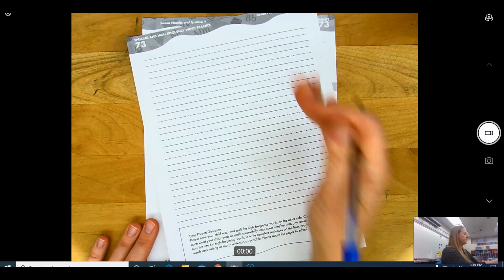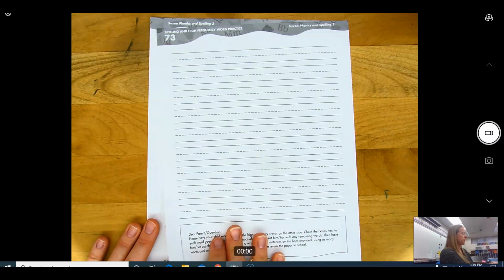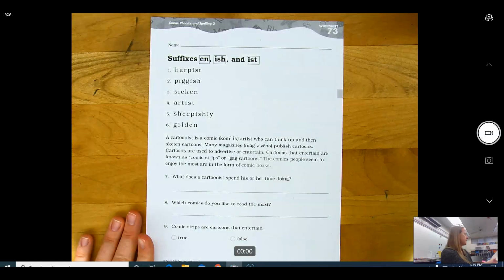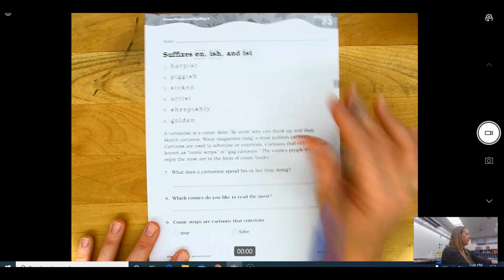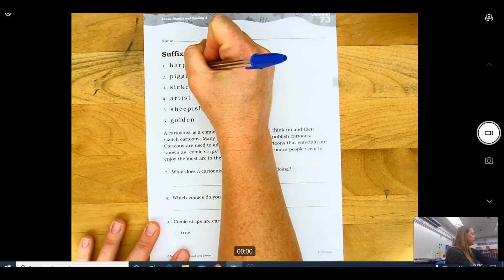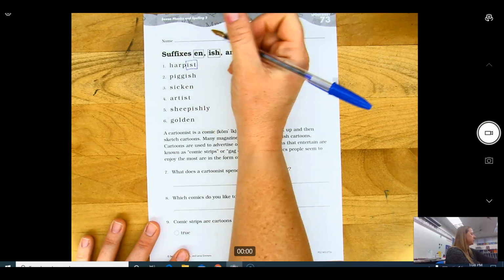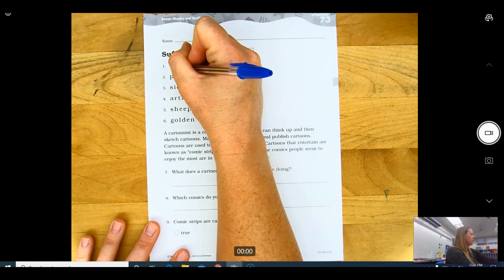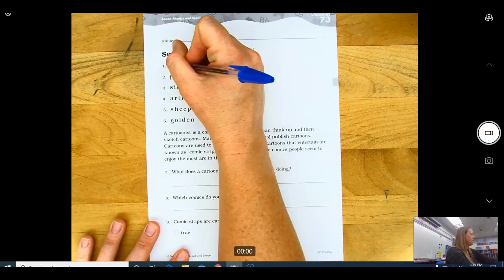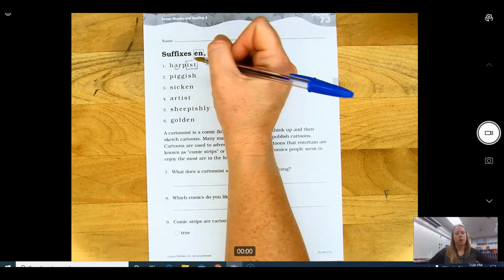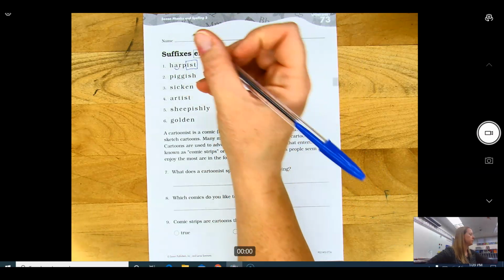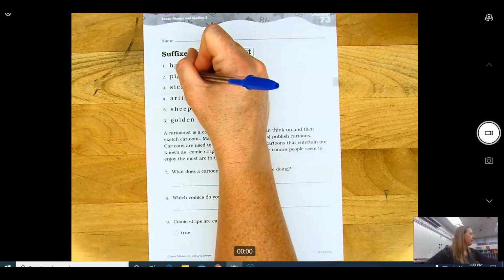On the back of this, there's plenty of room to practice writing your spelling words or to use these words in sentences. All right, let's look at our suffixes first. We have a root word and combination AR, harpist, harpist, one who plays the harp. A harp is an instrument.